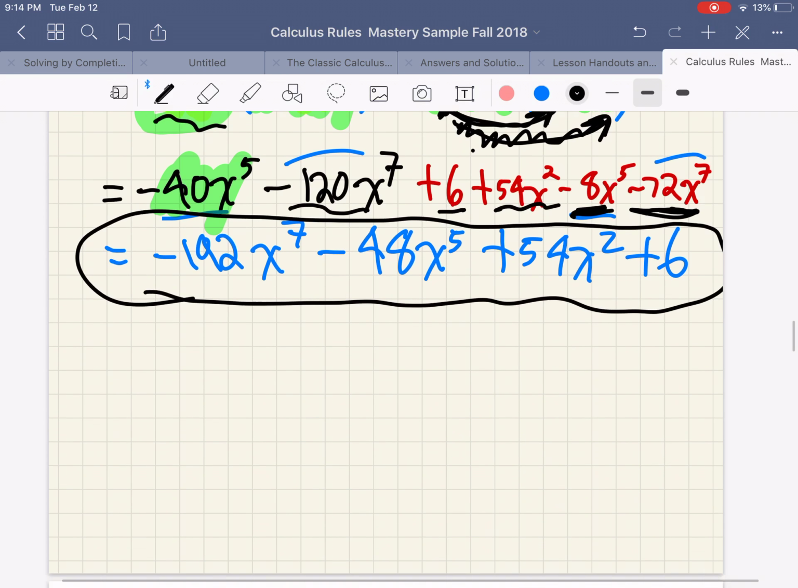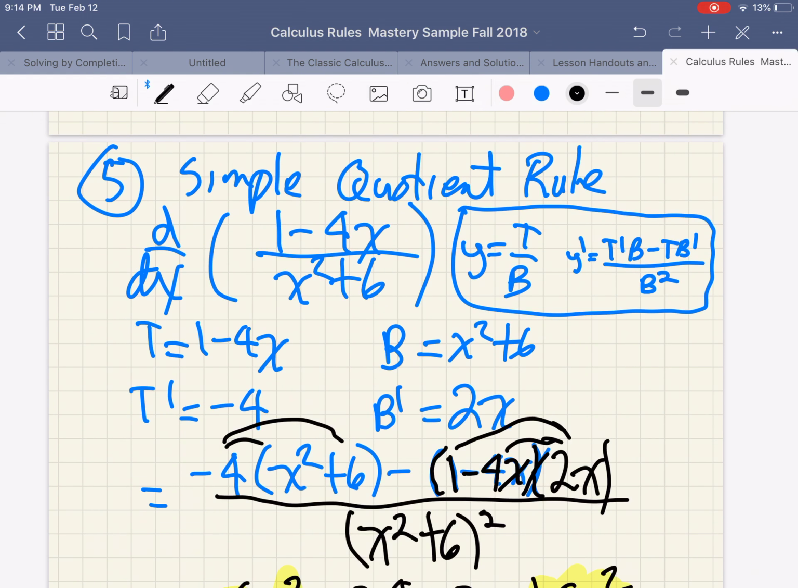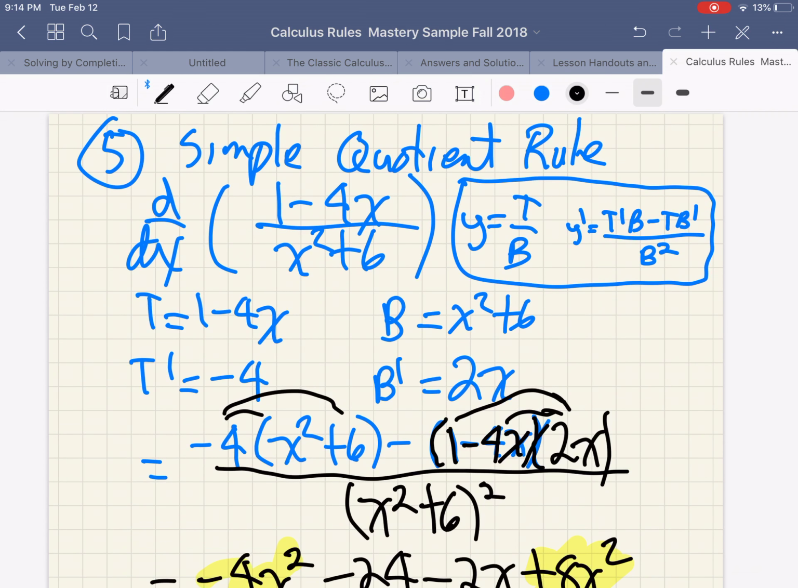Okay, so let's move on now to the simple quotient rule. Okay, so here is our formula for a simple quotient rule.